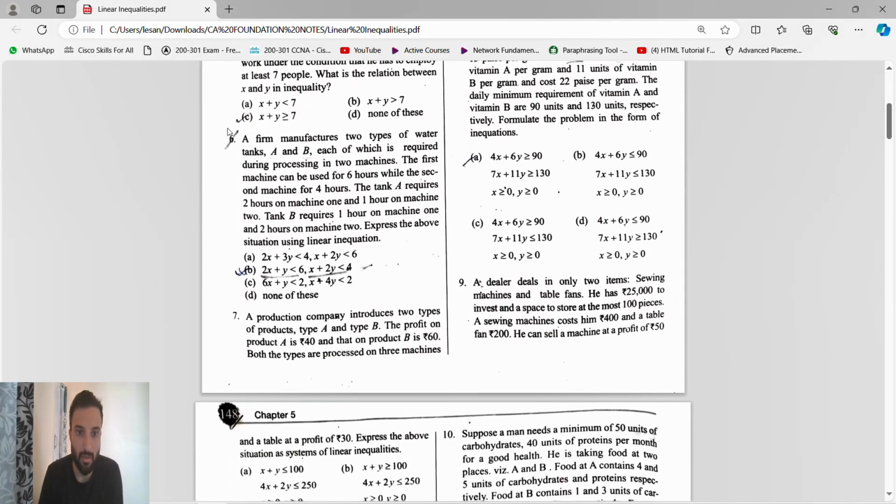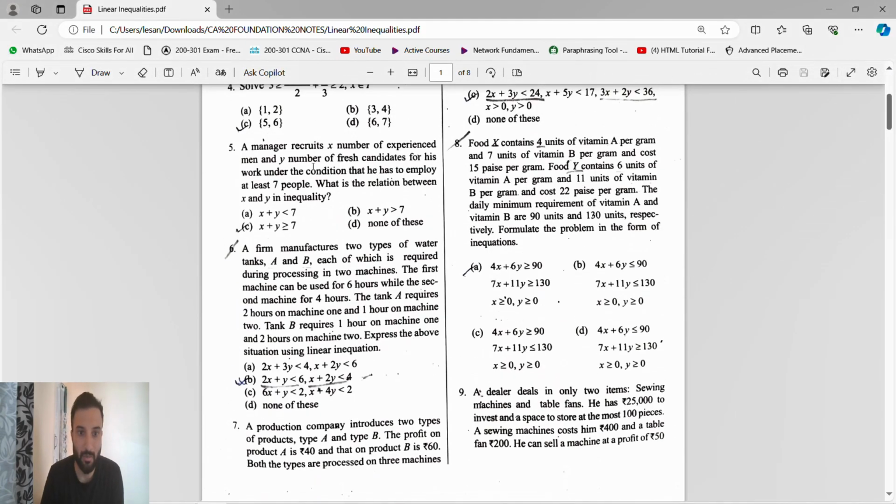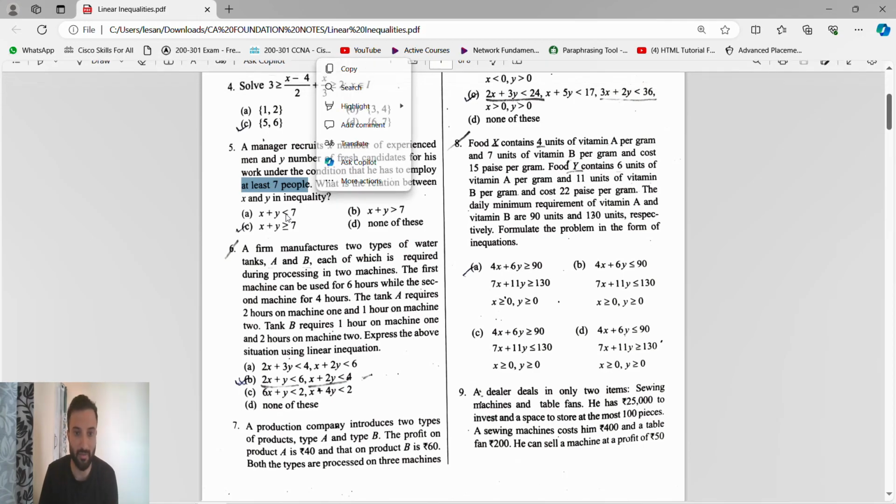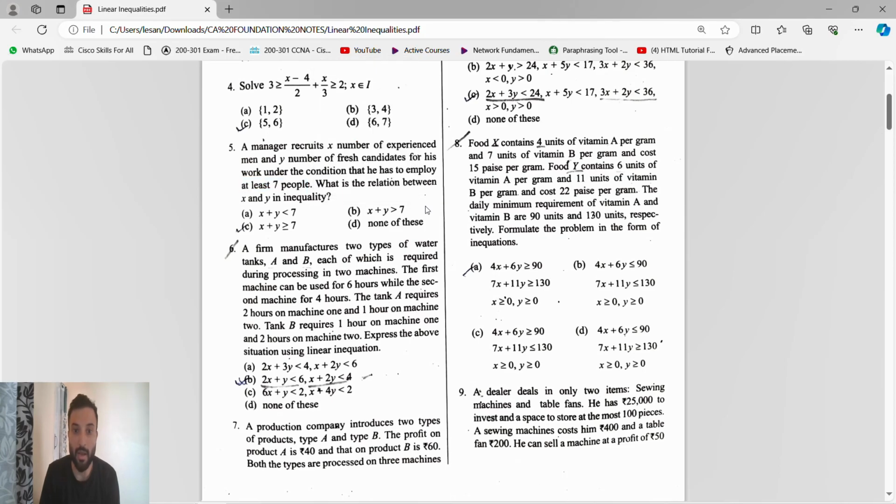A firm manufactures... okay, this also we can see. A manager requires X number of experienced men and women fresh for his working, at least 7 people. At least means greater than 7. So this is lesser than, greater than, greater than. Guys, if this is greater than, this is also greater than. So which will we take? Yes, greater than or equal to, because at least 7 people means we can take 7 or more than 7.